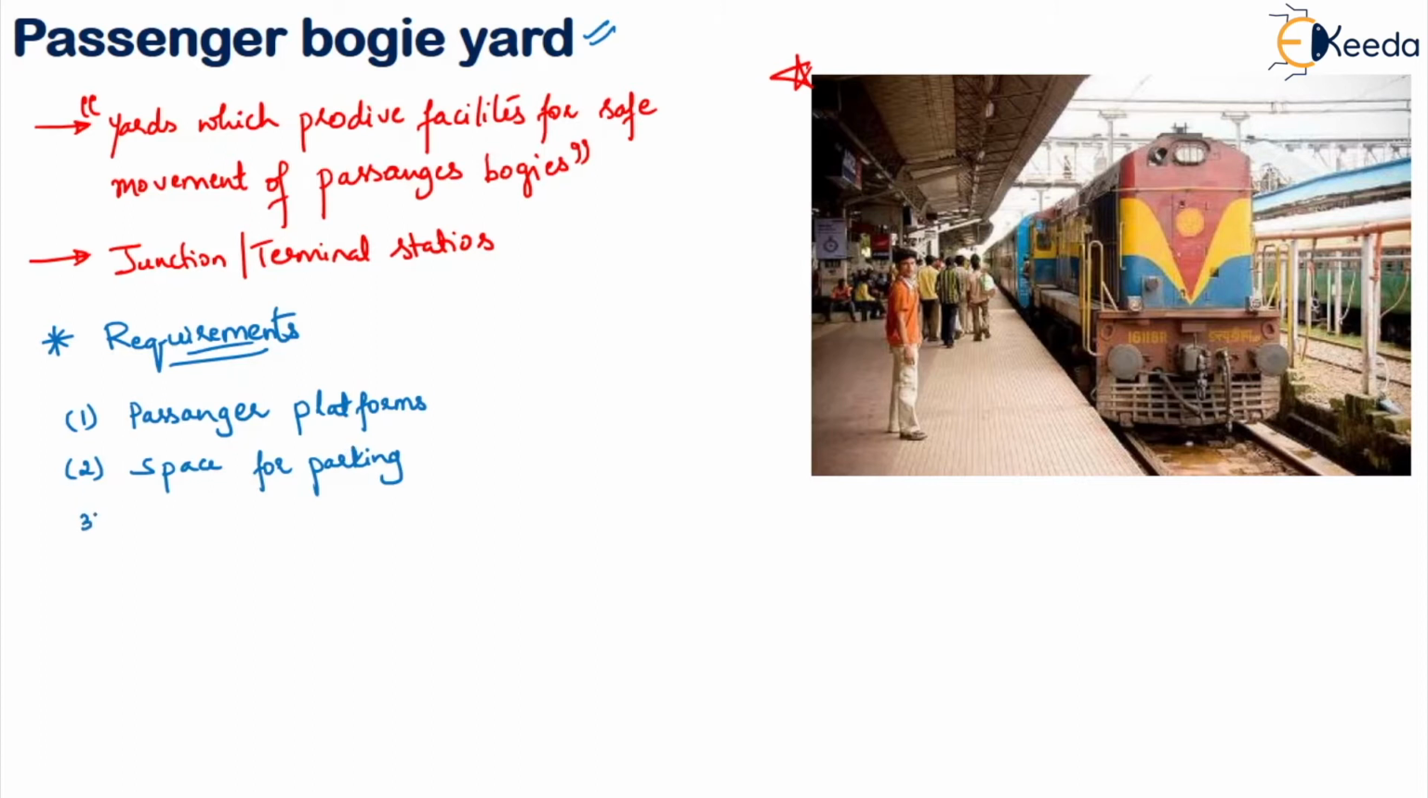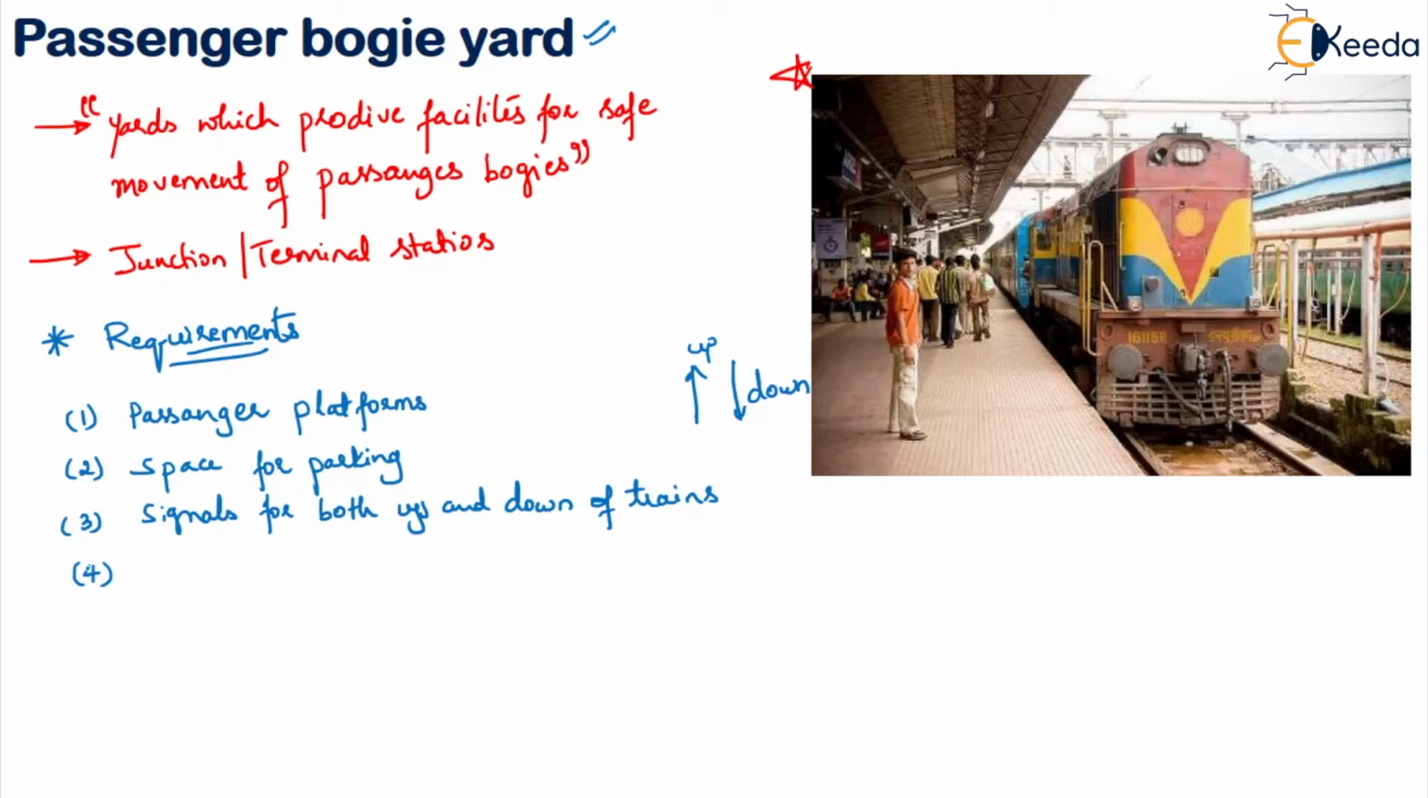Next, signals for up and down of trains. Up means, suppose we take this as the up direction, going in this direction, this will be the down direction. So to move up and down from one place to another, we need signals. So that should be there. Then facilities for passing through trains at full speed without any interference.